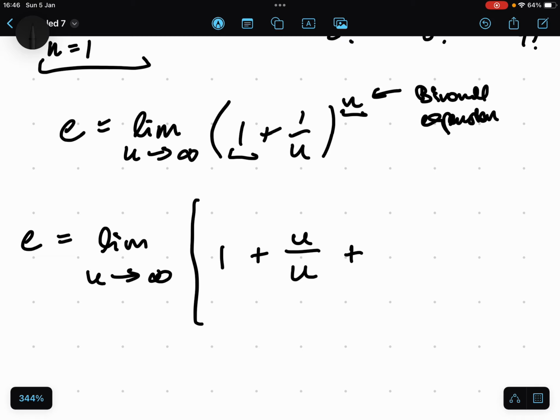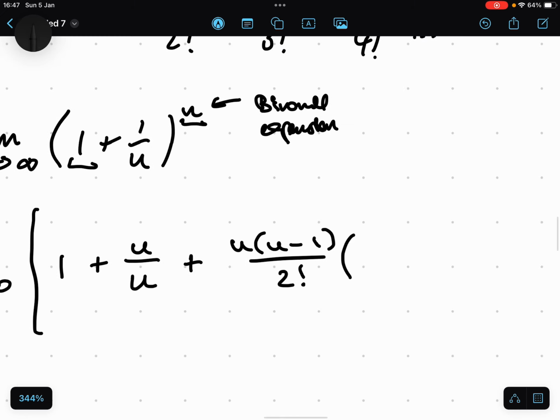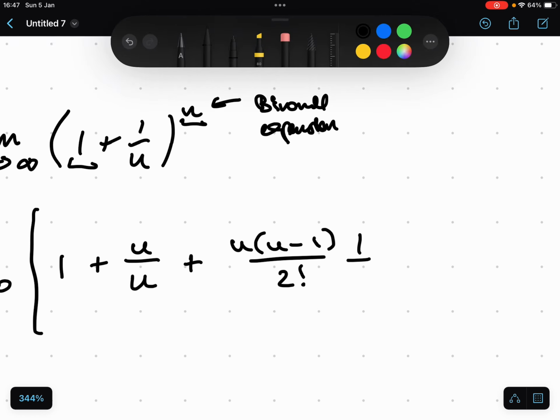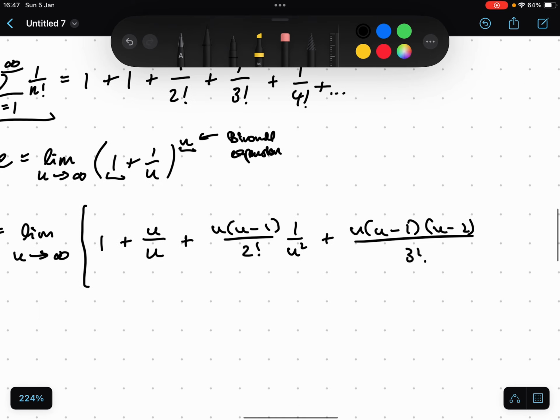We're going to go u, and then we're going to have u minus 1 over 2 factorial. That's kind of using our choose function here. And then it's going to be times 1 over u to the power of 2, which is just 1 over u squared. And then so forth. I think it's a pretty straightforward thing here. I'll zoom out and then so on. Oh yeah, sorry, I forgot about that. 1 over u cubed, that's important. There we are.